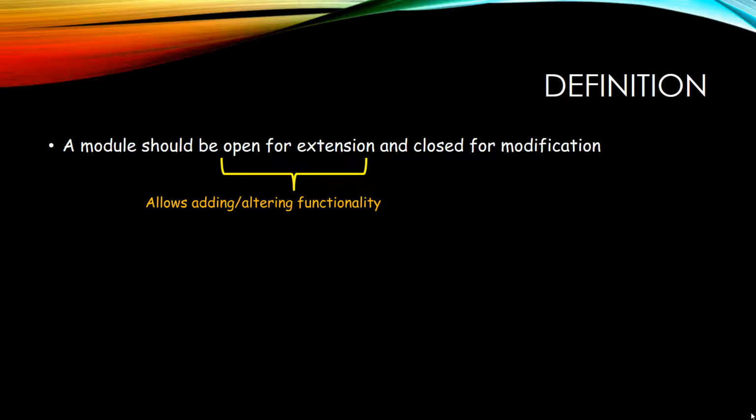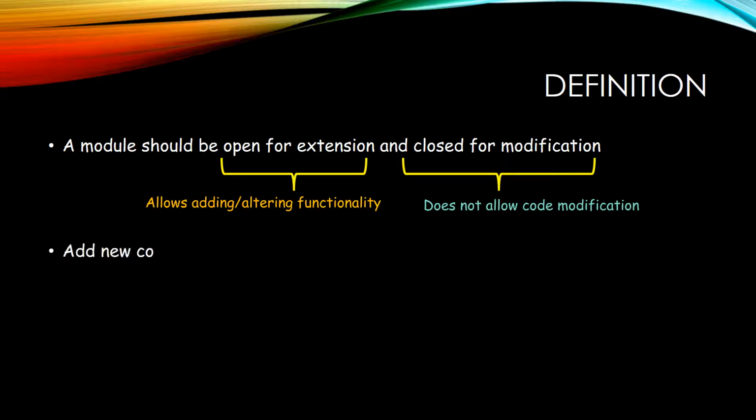If a module is closed for modification, it means that the module does not allow its code to be modified in order to add or alter a functionality. Now, in short, the principle means that adding or altering a functionality must be done by adding new code rather than changing existing code. Let's look at an example.